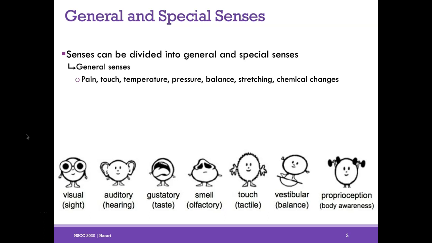So the general senses, these receptors are scattered throughout our body. For example, we have nociceptors that detect pain throughout our entire body, almost everywhere. The special senses are what you're familiar with when you talk about the sensory system. So taste, which is also known as the gustatory system, smell, or the olfactory system, vision, hearing, and equilibrium. Those are the special senses. So these are associated with a specific sense organ.